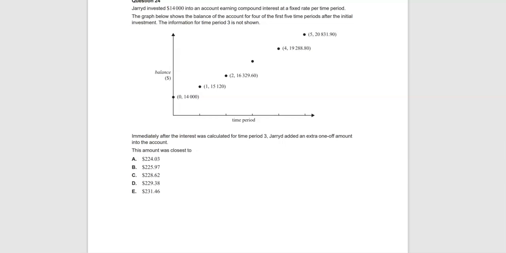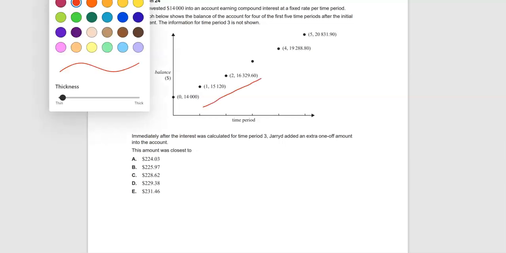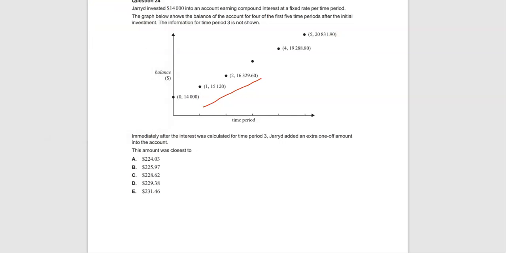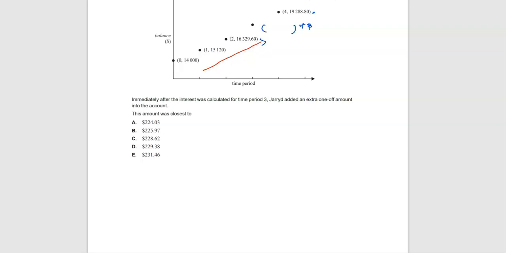So this was following a normal path. Then you got to this answer. Then they added a little bit extra, and then you got to here. So what we want to do is know what that extra amount is. So let's have a look.